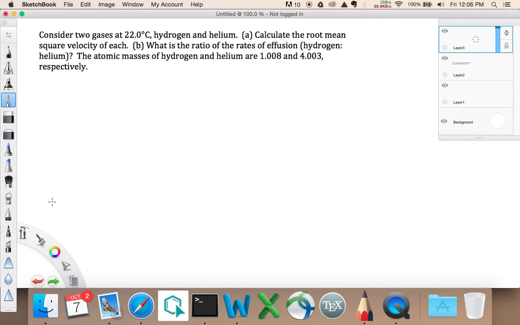Okay, so here's a solution of a question which I gave in class but didn't solve. Consider two gases at 22 degrees Celsius, hydrogen and helium. Hydrogen gas, helium gas, right? Diatomic, monatomic. Why? Calculate the temperature.